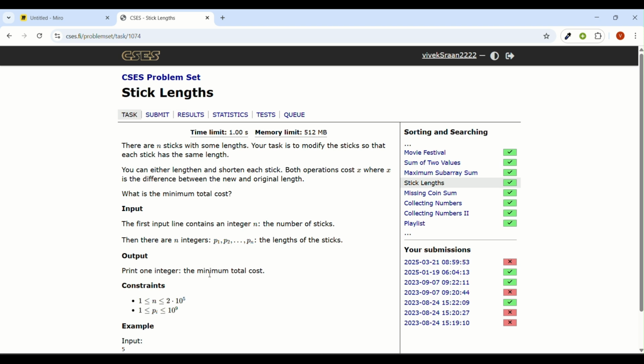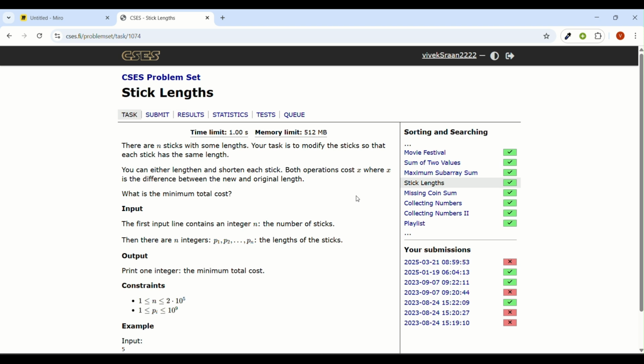First, let's try to understand the problem statement. We are given an integer n, which denotes the number of sticks which we have. Then in the second line, we are given n different integers, which indicate the stick length for each ith stick. Then we are asked to either lengthen some sticks or shorten some sticks and make all the sticks of the same length. So what we have to do is bring all the sticks to a common length, for which we can either lengthen a stick or shorten a stick.